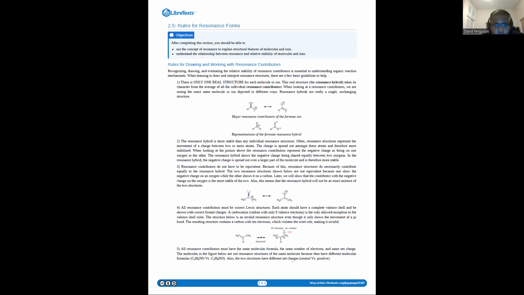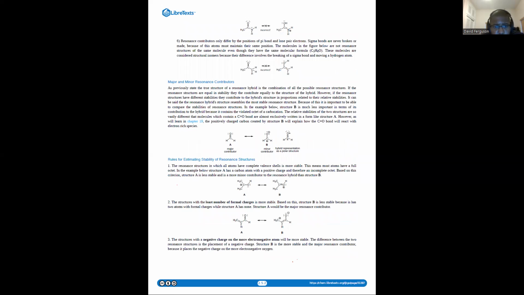Anyway, the resonance hybrid is more stable than any individual resonance structure. So we're just surveying the material. The resonance hybrid shows the negative charge being shared equally between two oxygens. Three, resonance contributors do not have to be equivalent. This means that the resonance hybrid will not be an exact mixture of the two structures. All resonance contributors must be correctly drawn Lewis structures. All resonance contributors must have the same molecular formula, the same number of electrons, and the same net charge. So you also have major and minor resonance contributors.